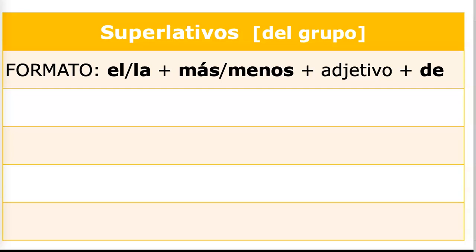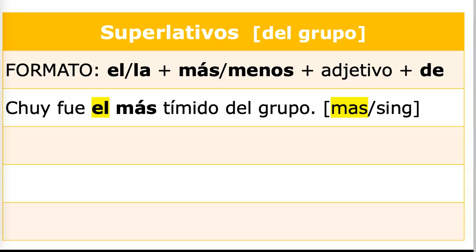If we're comparing adjectives and we want to say somebody is the most something of a group, we're going to use this format. El or la, depending on the gender of the person we're comparing or the item. Más or menos, to say better or worse than, the adjective and the word de. Chuy fue el más tímido del grupo.